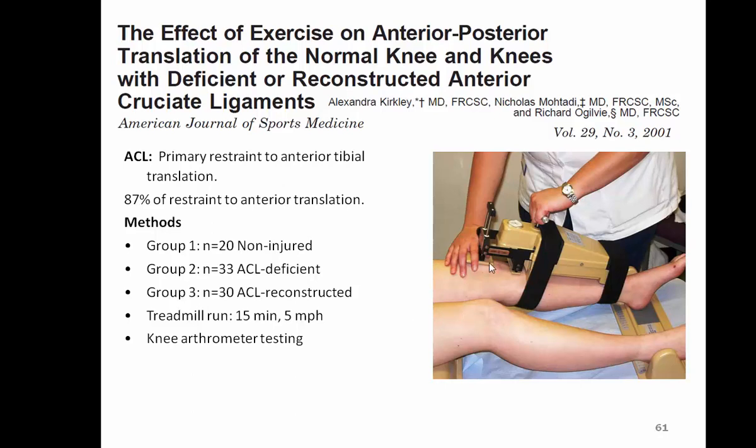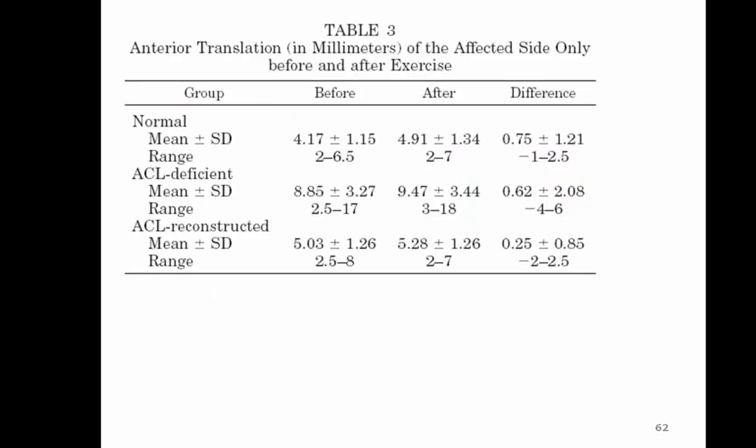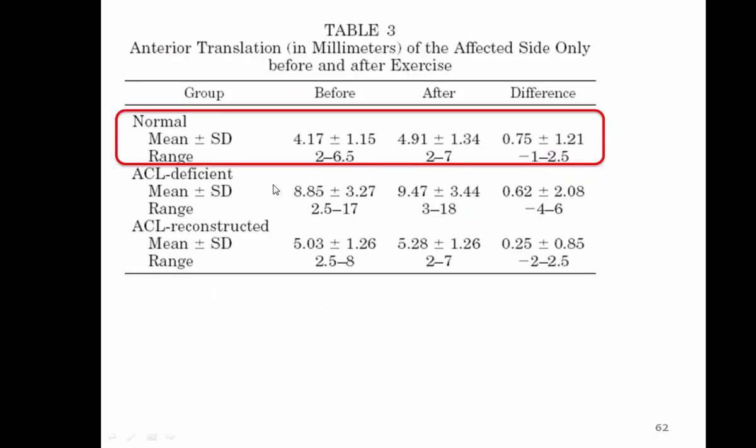So knee arthrometer testing was carried out before the treadmill run and immediately after the treadmill run, and anterior displacement was quantified in millimeters of anterior translation. And so what we see in this figure are the results for the amount of anterior translation of the tibia in millimeters, only on the affected side.